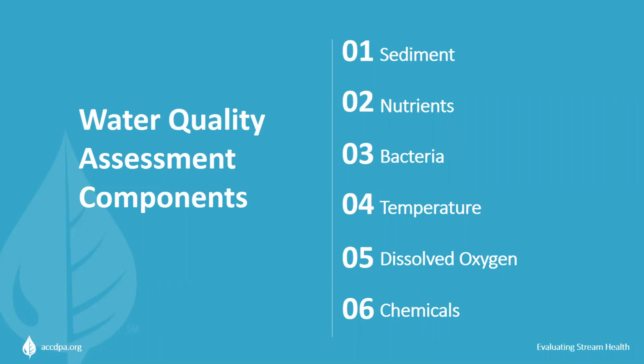So finally, you can look at the chemical components of the stream. On Tuesday, I talked about the 6 water quality assessment components. Today, I'll talk about some measurements of these components and their ideal ranges in the stream, and some factors that might influence them.